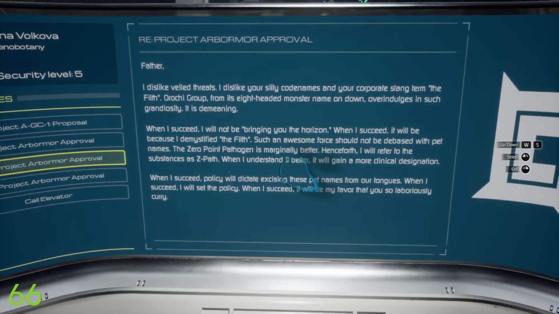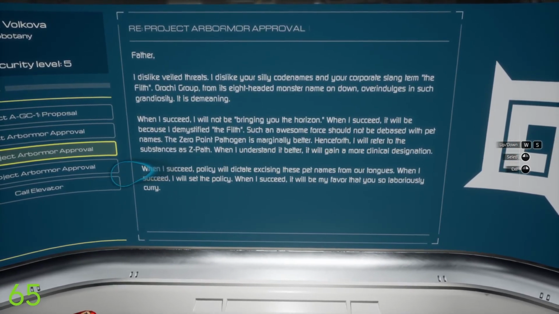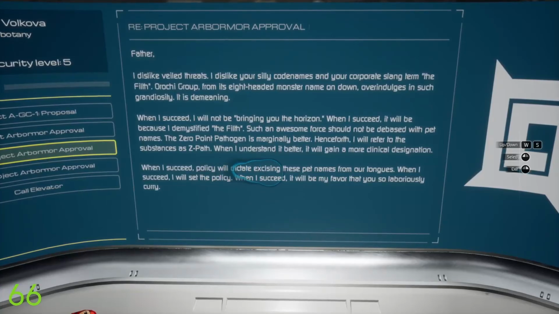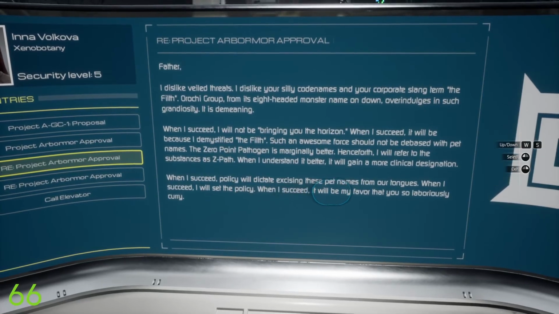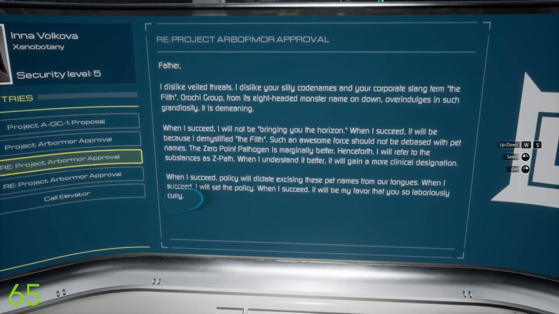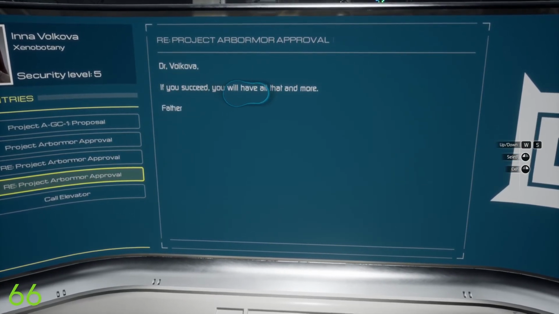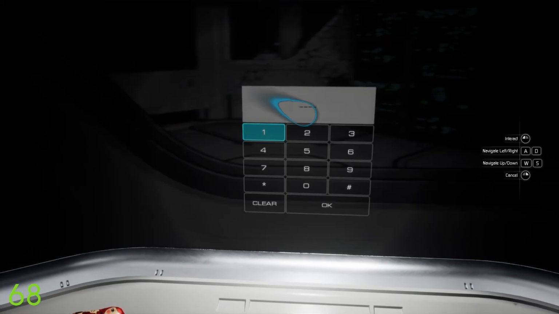When I understand it better, it will gain a more clinical designation. When I succeed, policy will dictate excising these pet names from our tongues. When I succeed, I will set the policy. When I succeed, it will be my favor that you so laboriously curry. If you succeed, you will have all that and more.